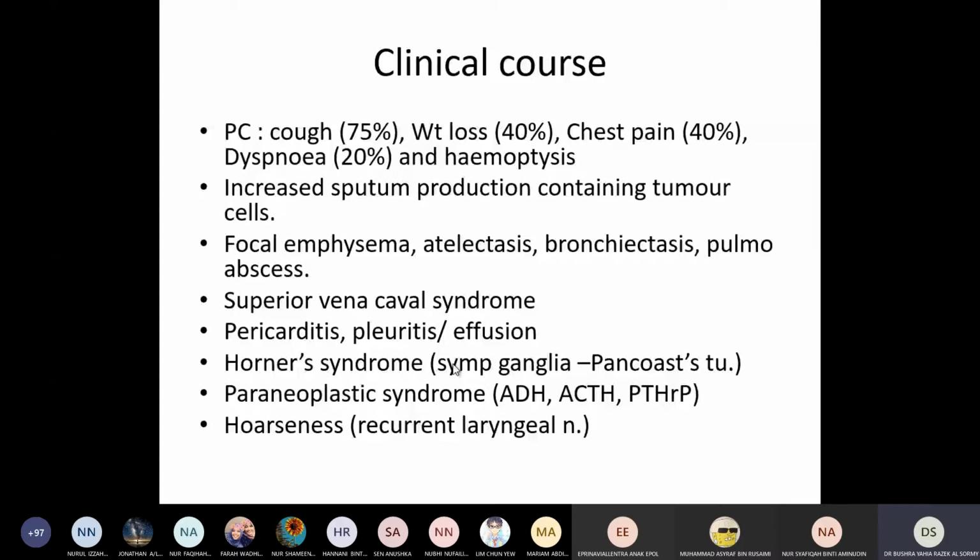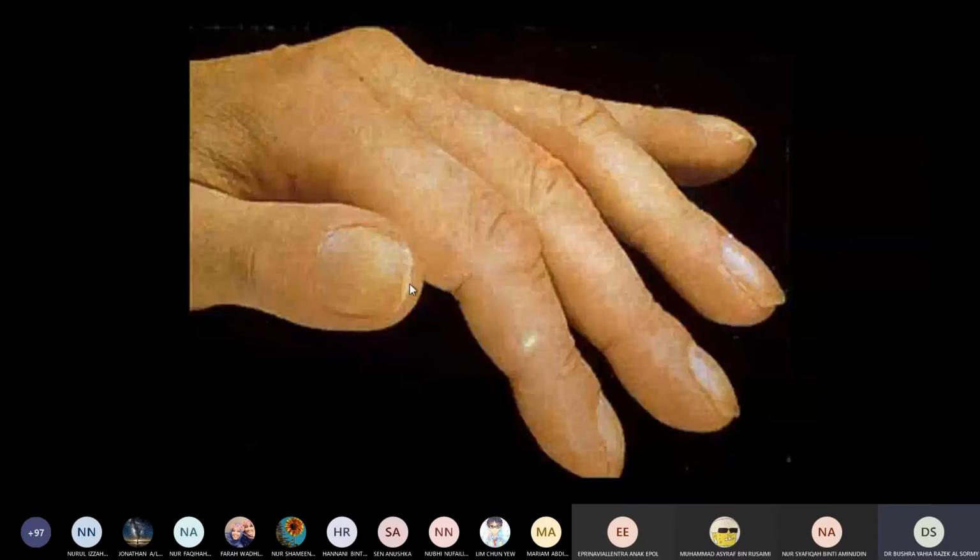Okay, understood. So this is the presentation of the tumor. Sometimes they present with complications of the tumor before they discover the tumor. So what are these? Clubbing. Yeah, clubbing. One of the features is also clubbing of the fingers.